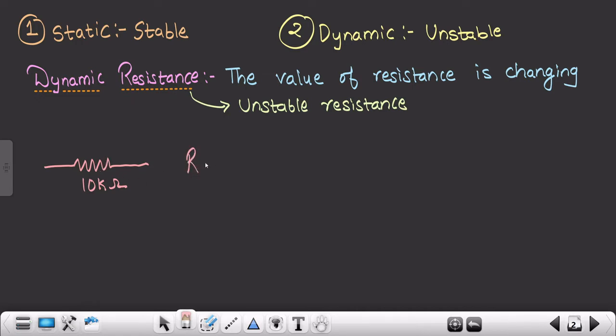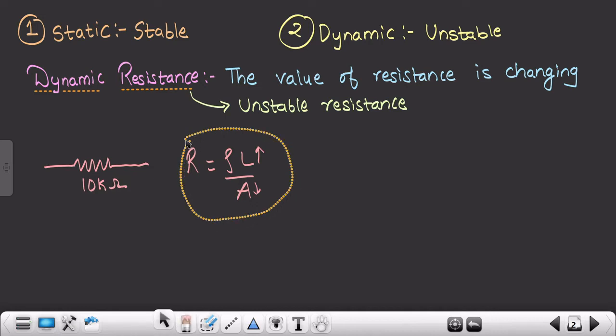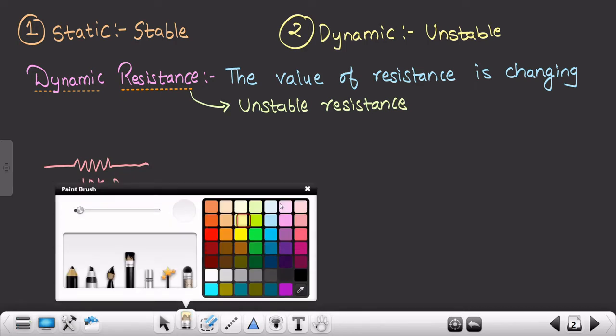We all know that R is equal to rho L by A, right? Based on this property, we can increase the length, decrease the area, or decrease the length, or increase the area. Obviously this can be done in some professional lab where the resistor is produced, but as a student we cannot change it externally, right? So that's the drawback. In reality we cannot change the value of this particular resistor.